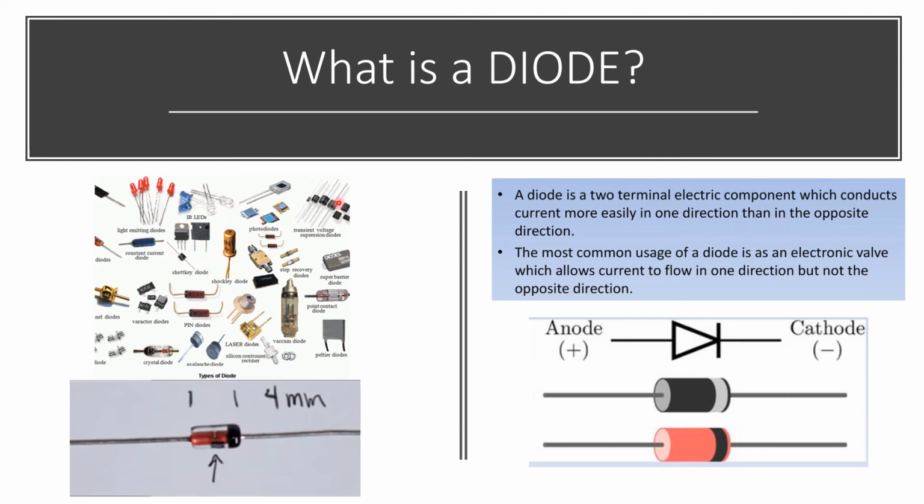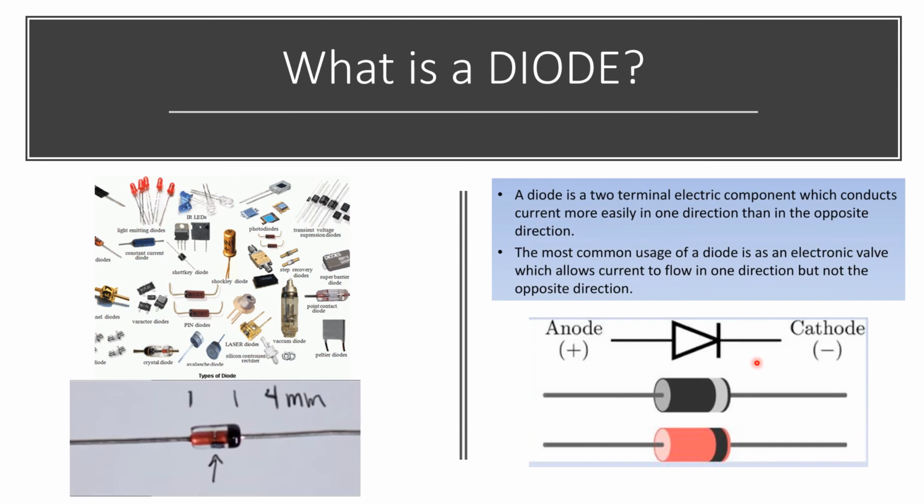The concept of a diode is that it is a two-terminal electric component which conducts current more easily in one direction than in the opposite direction. Okay, so this is a typical example of a diode and it has a length of 4 millimeters. This tiny silicon chip here is the diode.